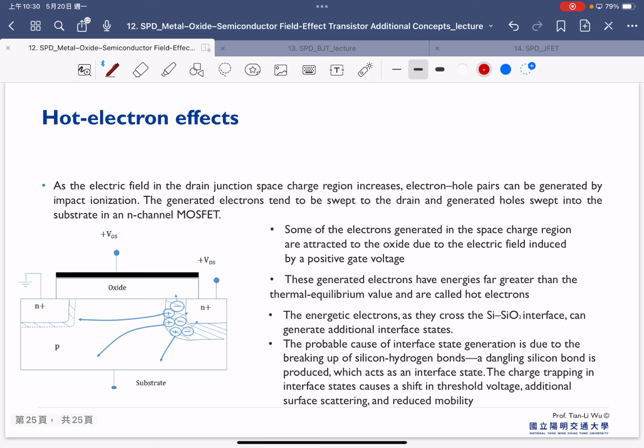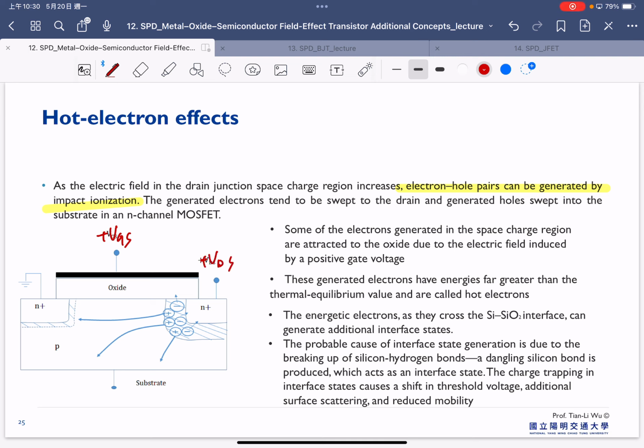And the last additional non-ideal effect is still related to reliability, what we call the hot electron effects here. As the electric field in the drain space charge region increases, electron-hole pairs can be generated by impact ionization here. So we can expect that once VD is increased, under the condition that we have already turned on our transistor, but at the meantime we apply a large VDS here.